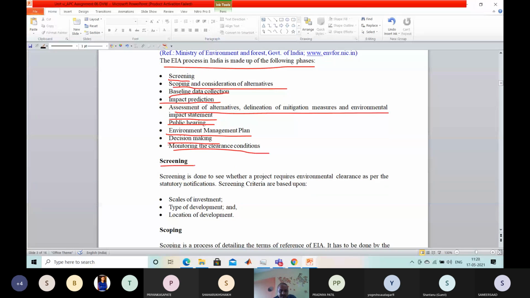So screening is done to see whether a project requires environment clearance as per the statutory environment notifications. Screening criteria are based on scale of investment, how much investment is there, type of development and location. Now very important, where is the plant going to be located. On that the screening is going to be done. In some cases the screening also decides whether it is needed for further sanctioning or not. That also we see here.